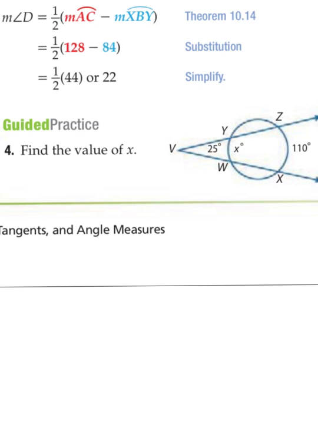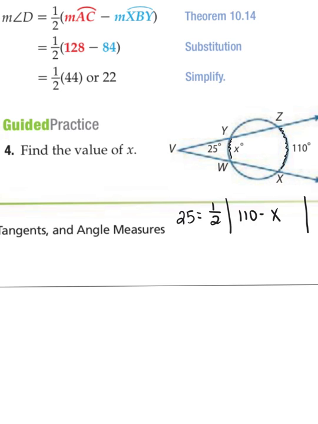Okay, let's see if we can find the measure of x. We have 2 secants extending to the same circle from the same exterior point. So the angle formed, which in this case we're being given, we're not asked to find it, the 25 degrees equals 1/2 the difference of the 2 intercepted arcs. Well, the 2 intercepted arcs are the 110 and the x. So this is how we should have set up our problem.